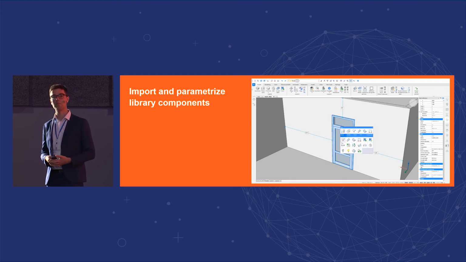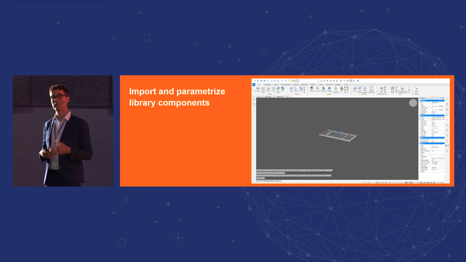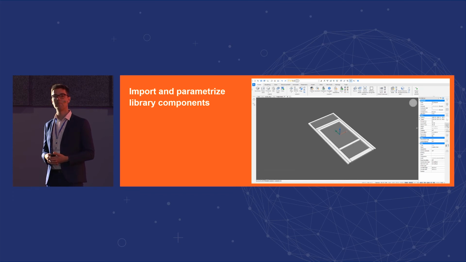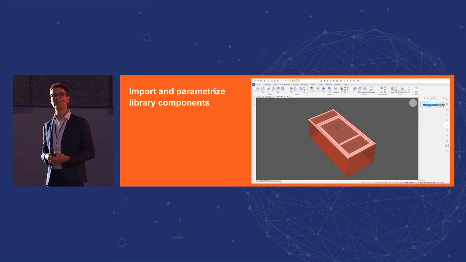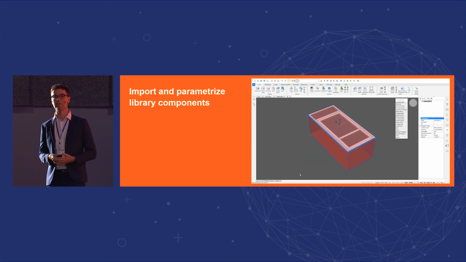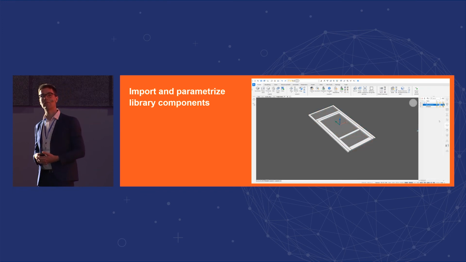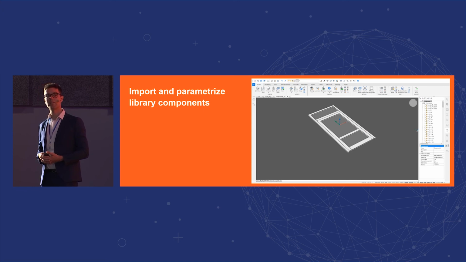In this case, we have imported the component without any parametric information, so it's just a dumb 3D solid. But in order to fix that, we can quickly use a tool called parameterize that will automatically detect which parameters and constraints are relevant for this component. After running parameterize, you can already see in the top right that it has detected several constraints and parameters. And if we animate these parameters, you can see the effect of the parameterization of this component.